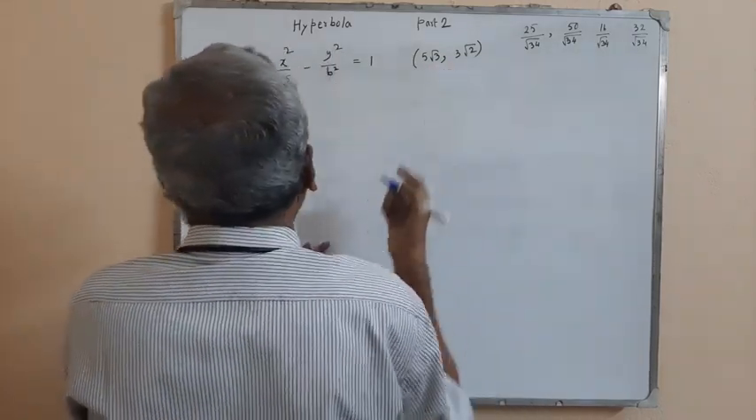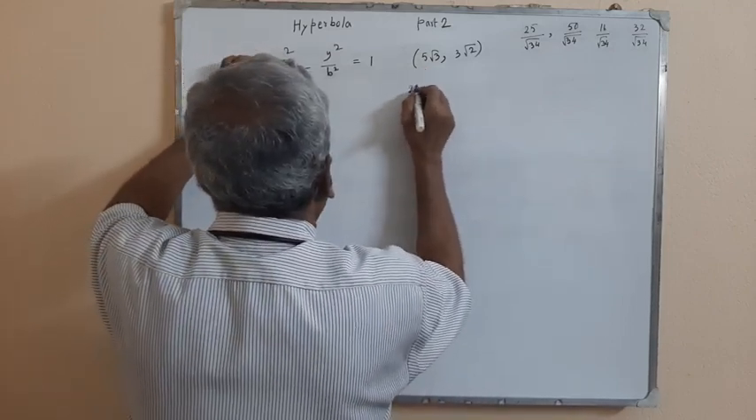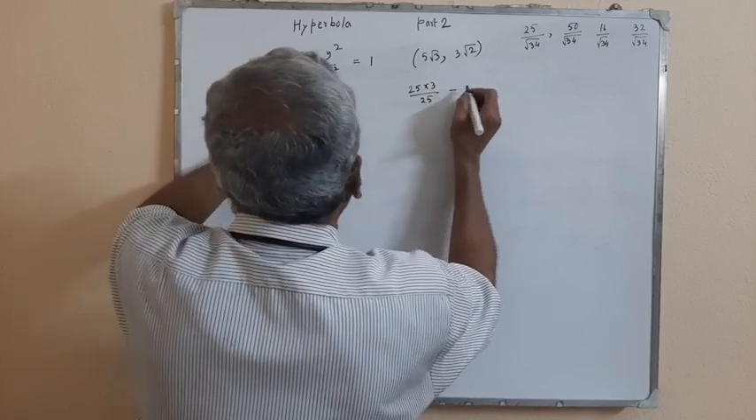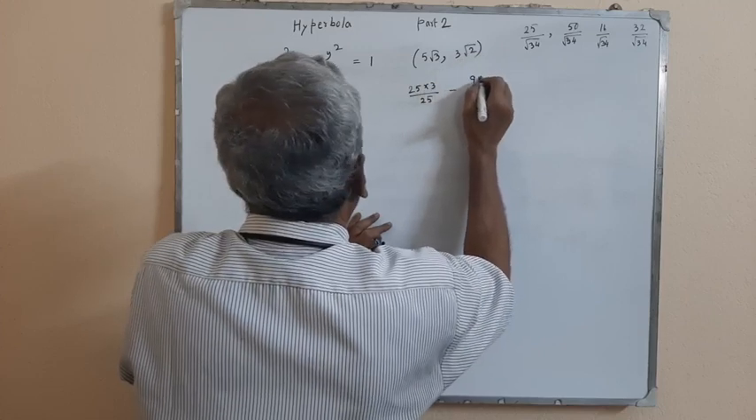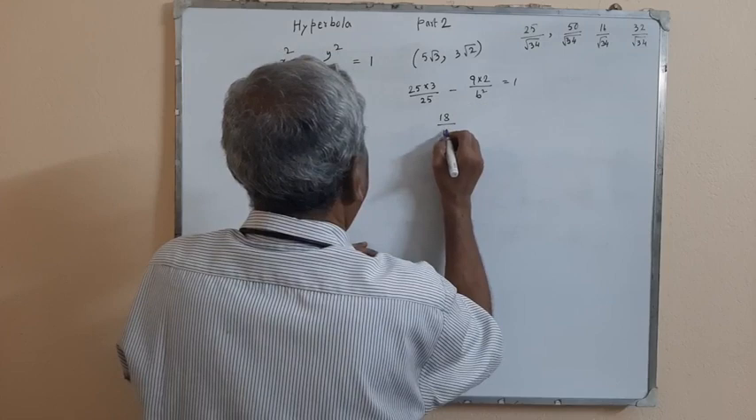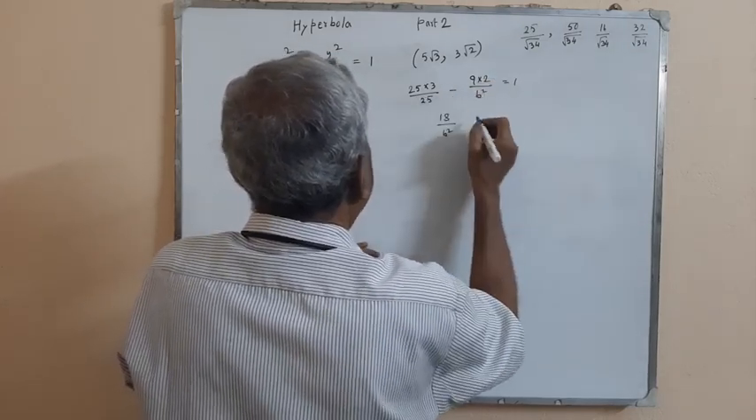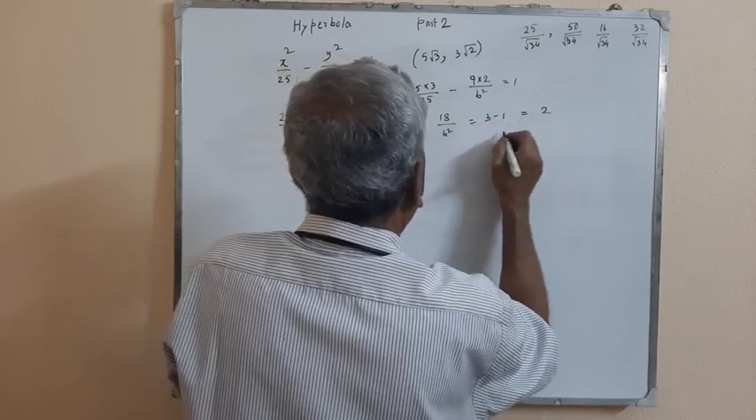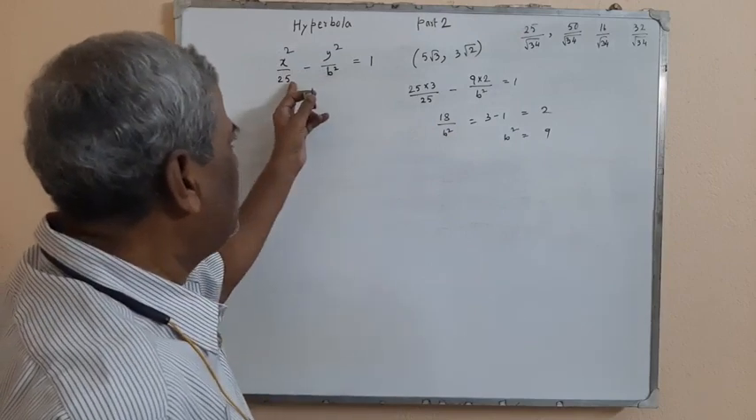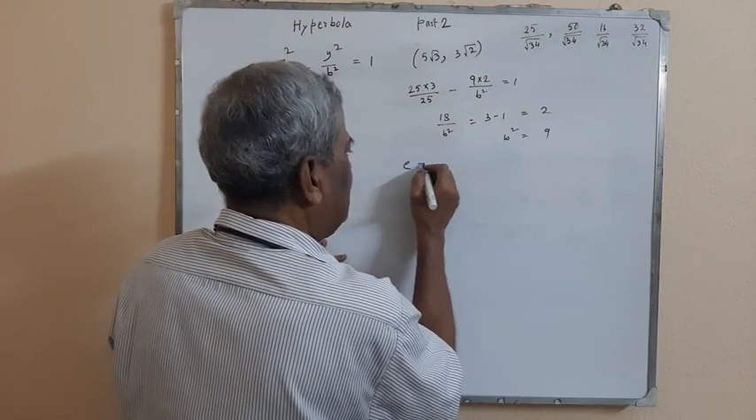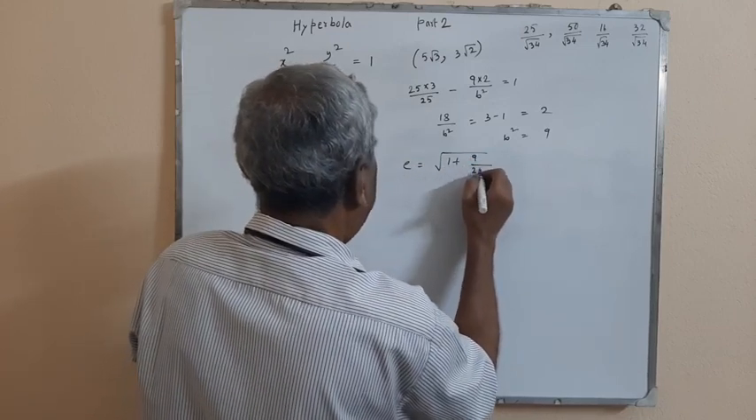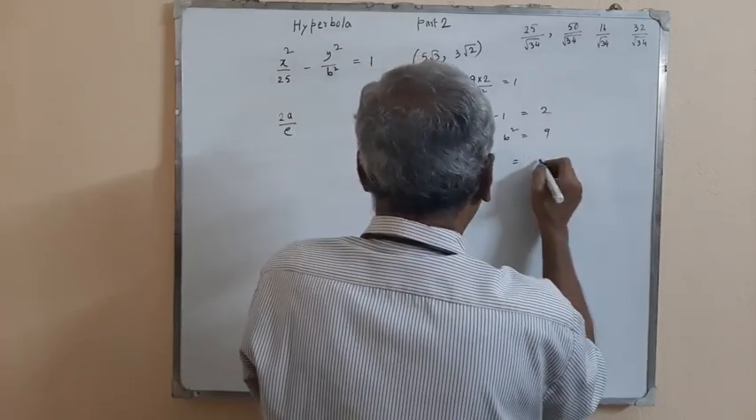For that purpose, this hyperbola passes through that point, so it will satisfy it, so that it is 25 into 3 by 25 − 9 into 2 divided by b² is equal to 1. So that 18 by b² is equal to 3 − 1, that is 2, as 25 cancels. So that b² is equal to 9. So a is known, b is known, eccentricity can be obtained. Eccentricity is equal to root over of 1 + b² by a², that is 9 by 25, so that it is equal to root over 34 by 5.